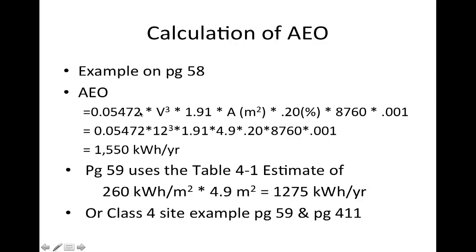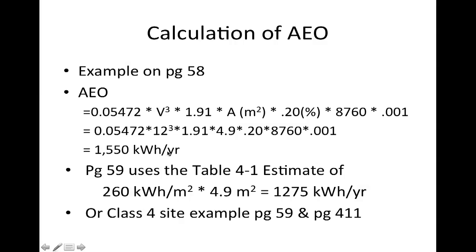This is the multiplier we use, 0.05472, times the velocity of the wind cubed, times our energy pattern factor, times the area in square meters, times the efficiency factor that we're selecting, times the number of hours in the year, times 1 kilowatt divided by 1,000 watts. When I plug the numbers in from the book, it shows us that we're going to end up with 1,550 kilowatt hours per year.